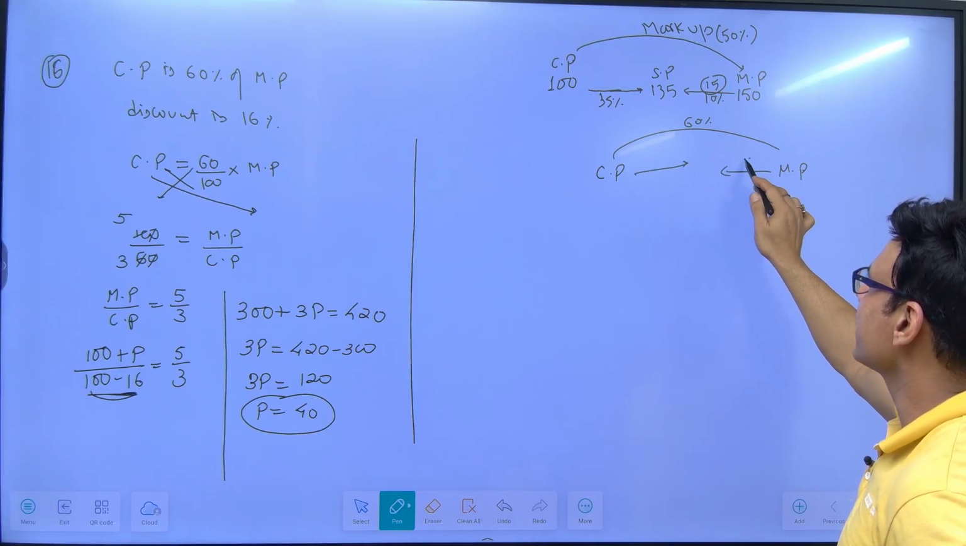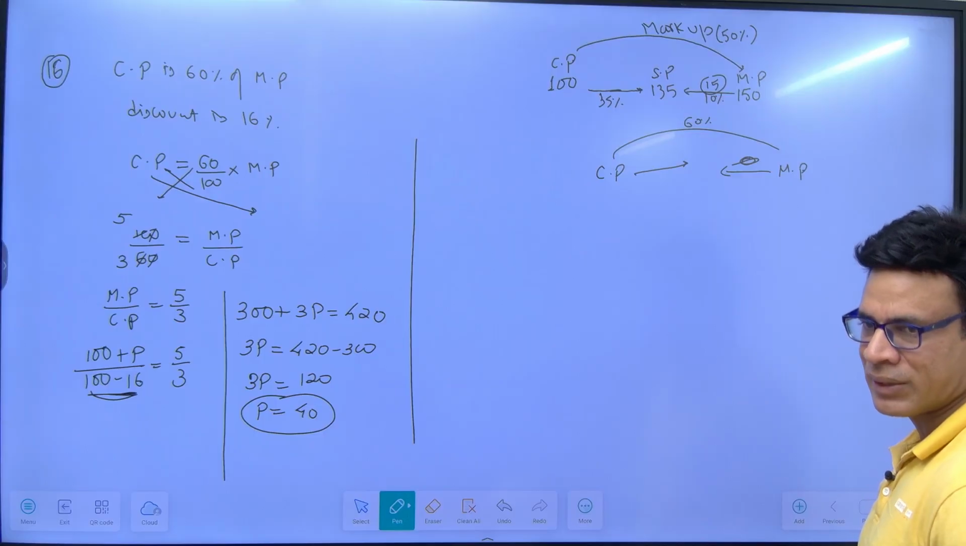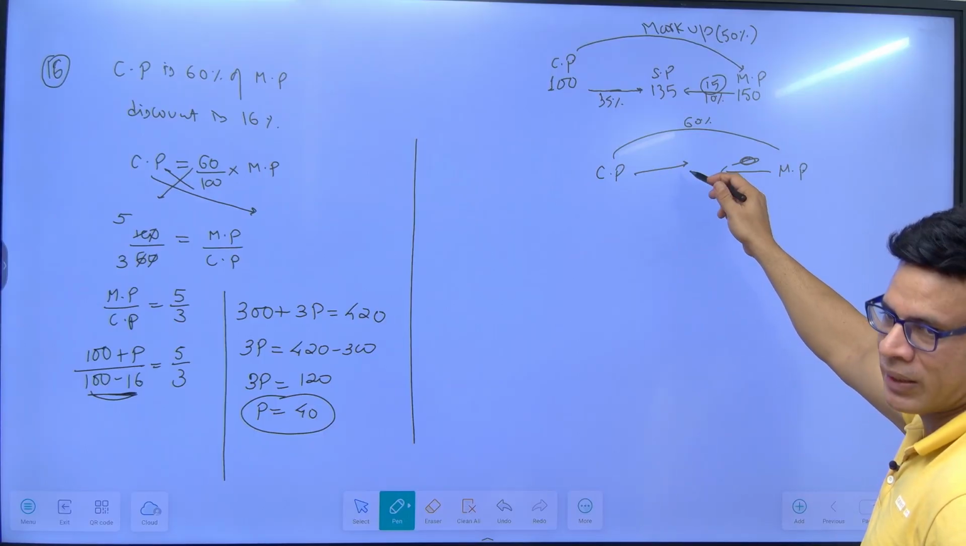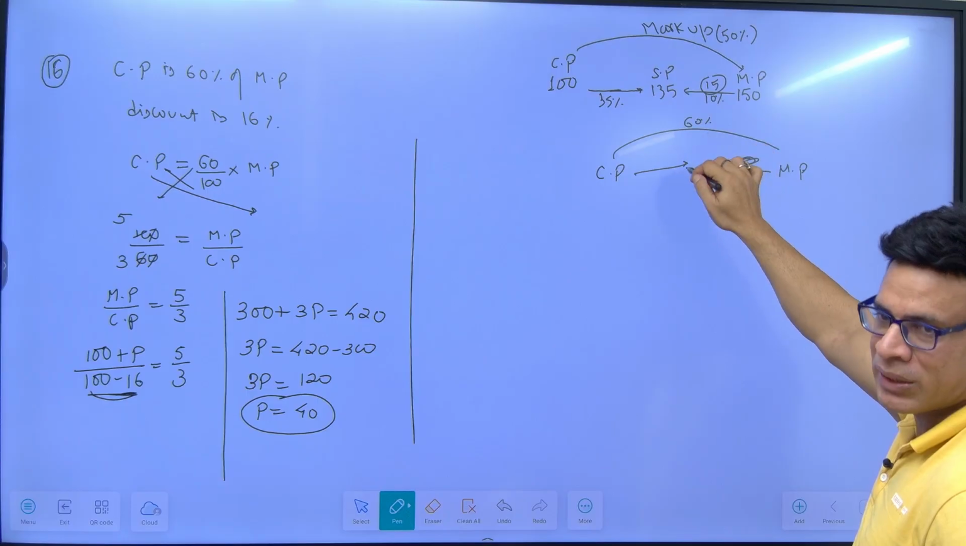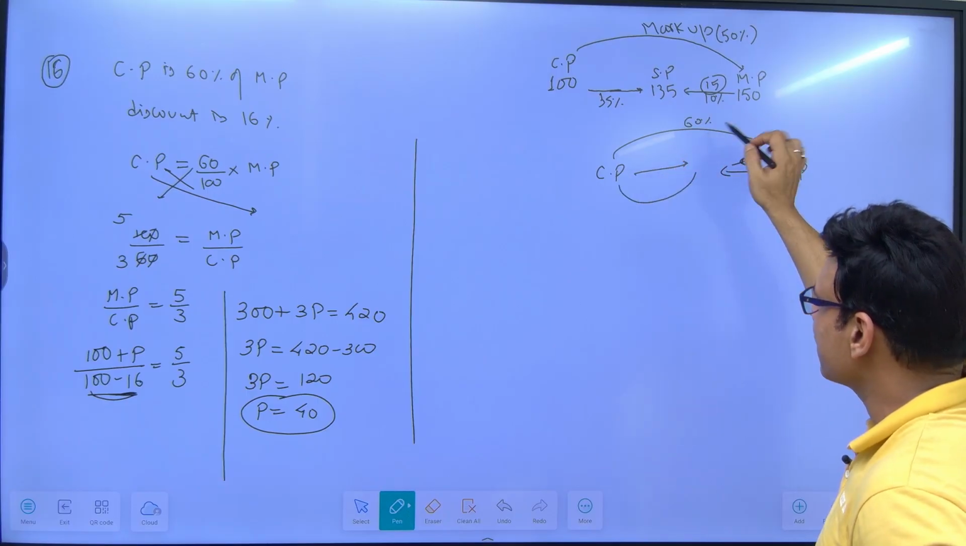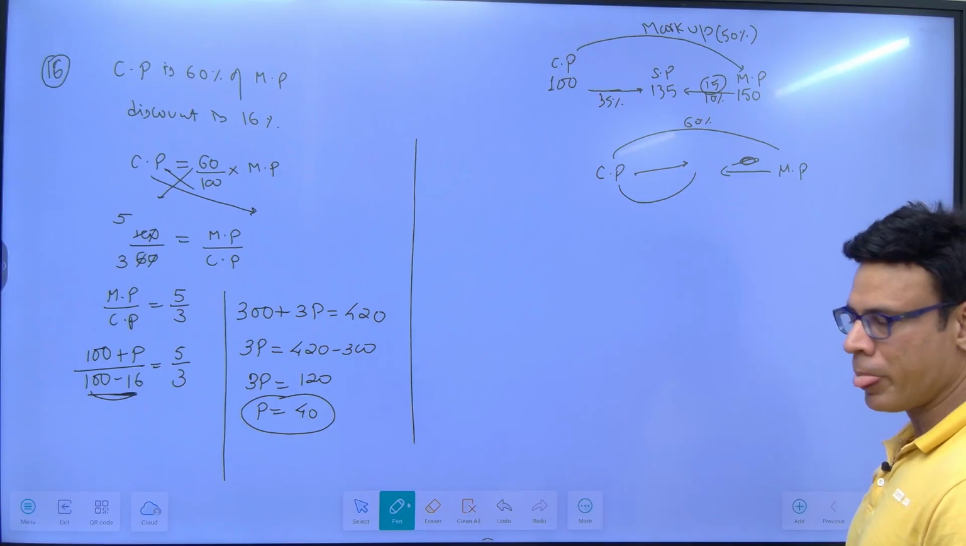Markup has a relation with discount. There is no relation between markup and profit. On markup, you give some discount, then you get selling price, and then there is a relation between cost price and selling price.